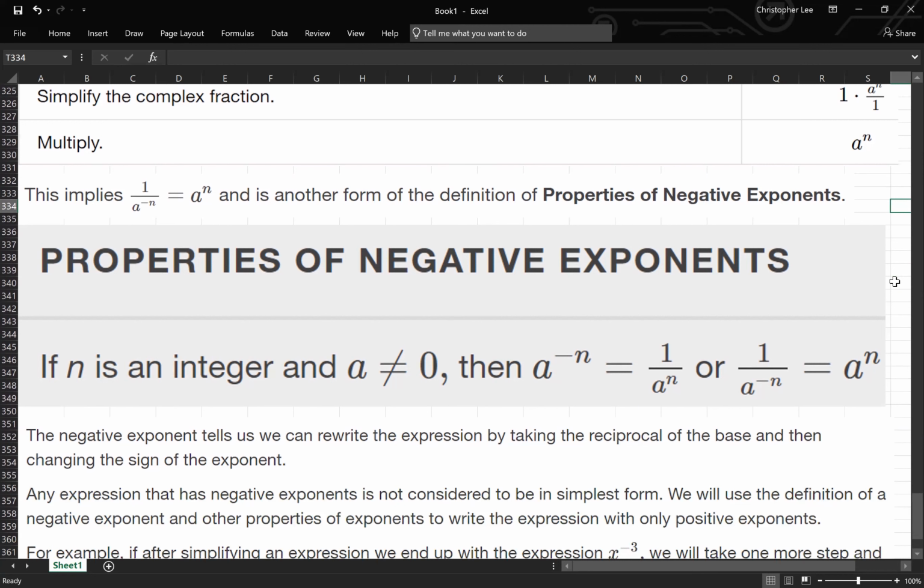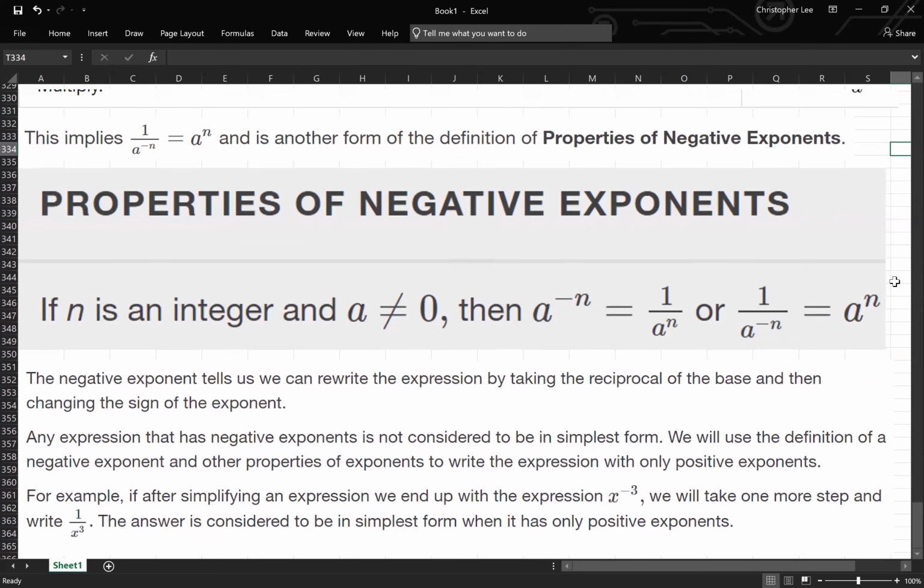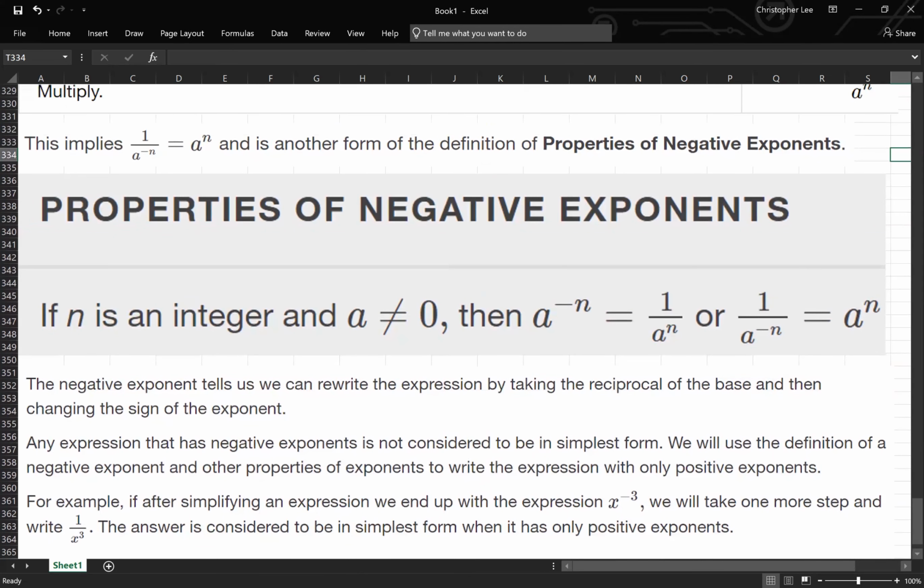Any expression that has negative exponents is not considered to be in simplest form. So we will use the definition of the negative exponent and other properties of exponents to write the expression with only positive exponents. For example, if after simplifying an expression we end up with x to the negative third power, we will take one more step and write 1 over x to the third power. The answer is considered to be in simplest form when it has only positive exponents, right? Good stuff.